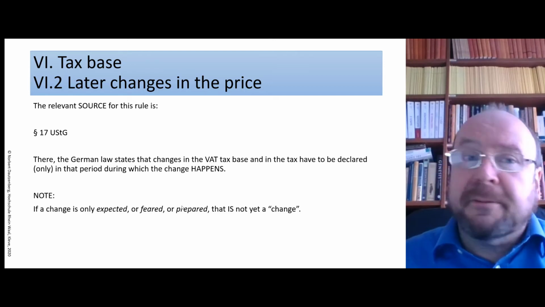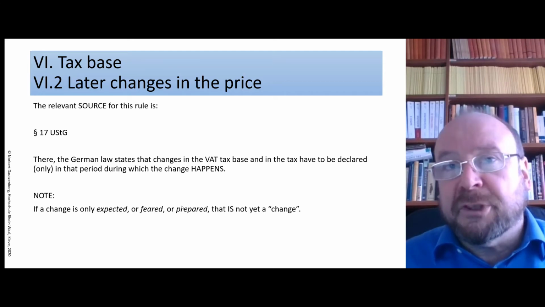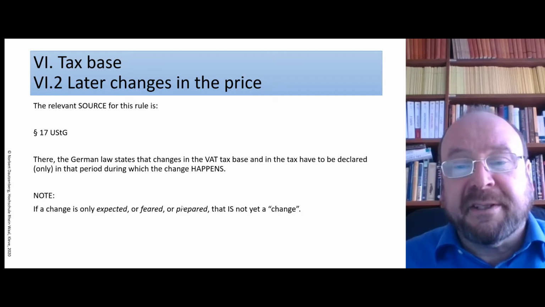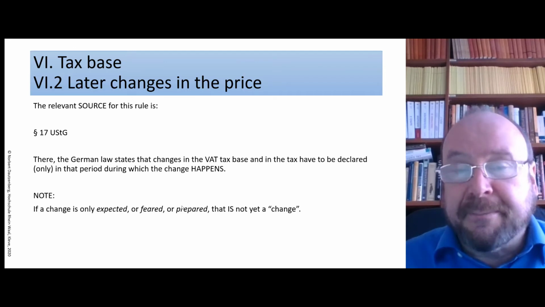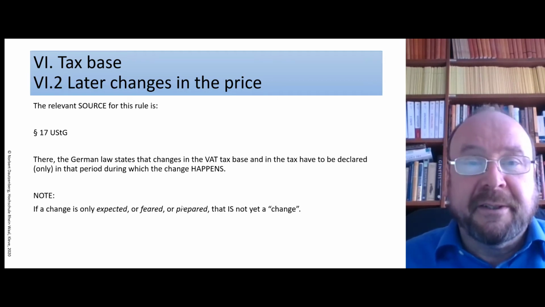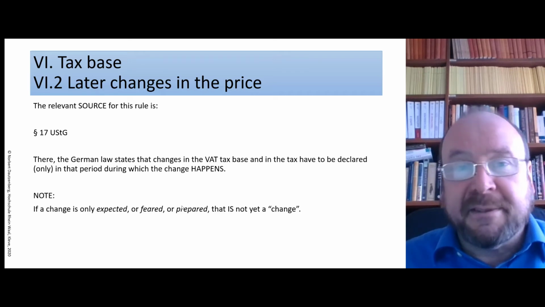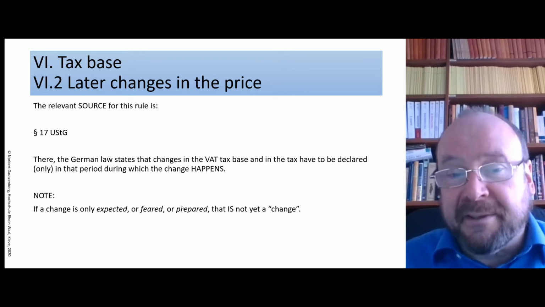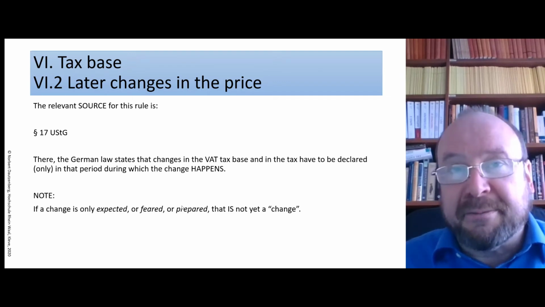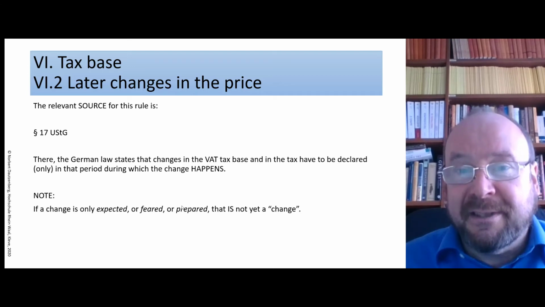The relevant source for these insights is paragraph 17 UStG. There you find the German law's command that changes in the VAT tax base and in the tax have to be declared in that preliminary tax period during which the change happens. Well, and then again, the art is, or a master of the art reveals himself or herself just by seeing that the word happens means happens, and not where a change is expected to happen, where a change is feared, where one prepares oneself mentally for a change in the tax base, because that is not yet a change. A change in the price only happens under the rules of VAT law when the change is definitive.